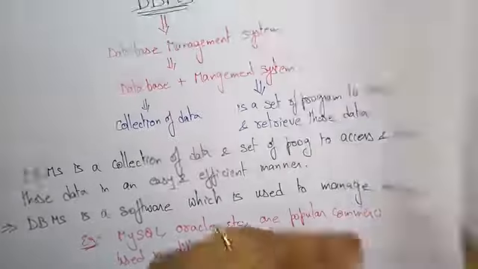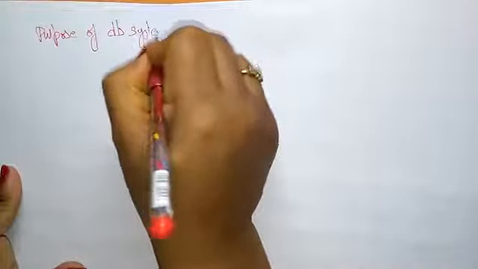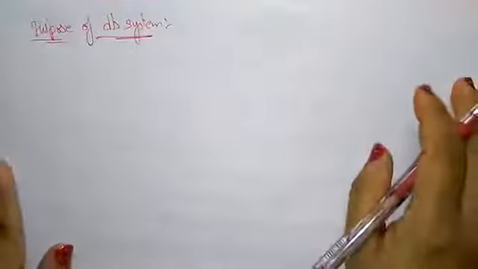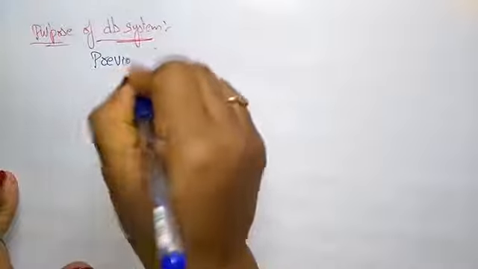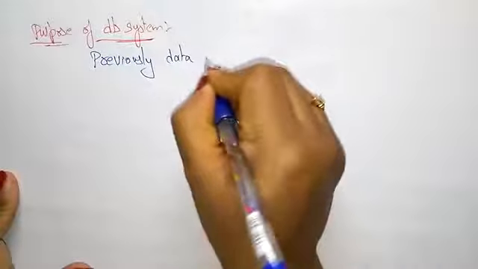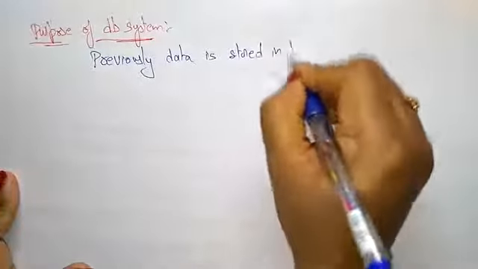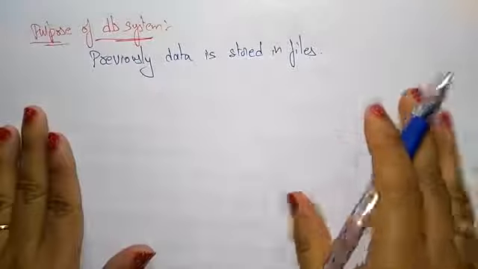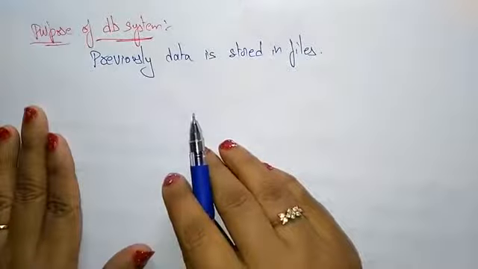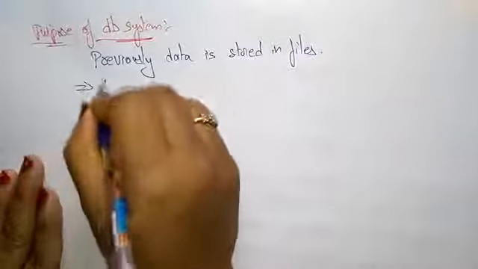Now let us see the purpose of using the database. Why are we going for a database? What is the need of using the database system? Purpose of database system. For storing the data. In earlier days, database applications were stored in a file system. Previously data is stored in files. Instead of using files, why are we going for the database system? Because the file system has some drawbacks.